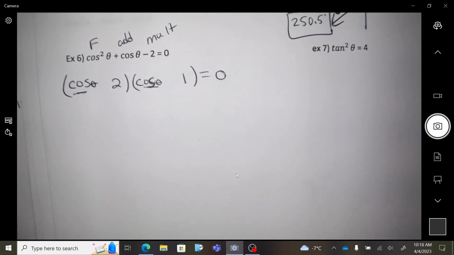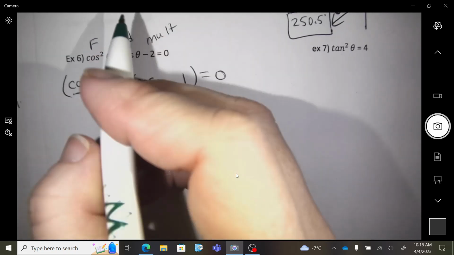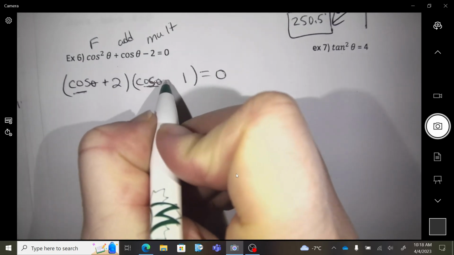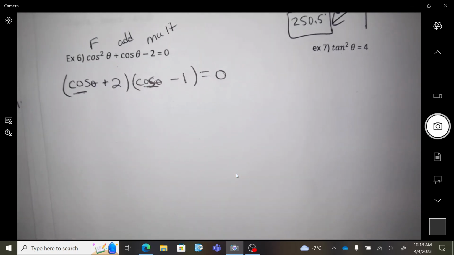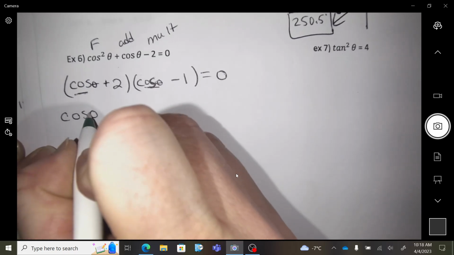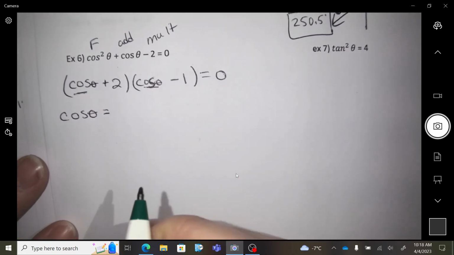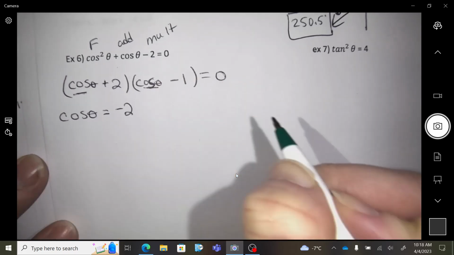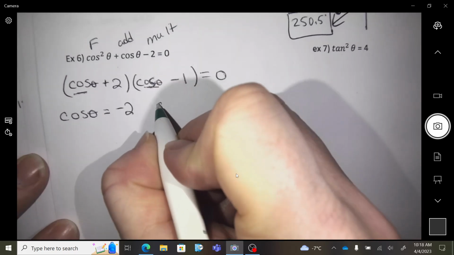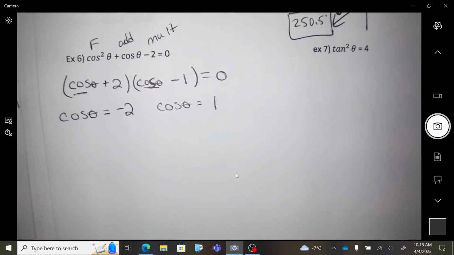Which one is positive, which one is negative? Because you need to make a plus 1 in the middle. Okay, so this is like last unit. And the cos theta here would equal, do you remember how to do the solutions? -2. And the cos theta in this one would equal positive 1.